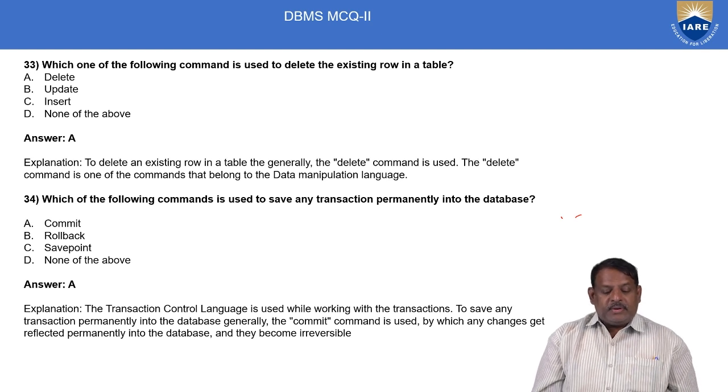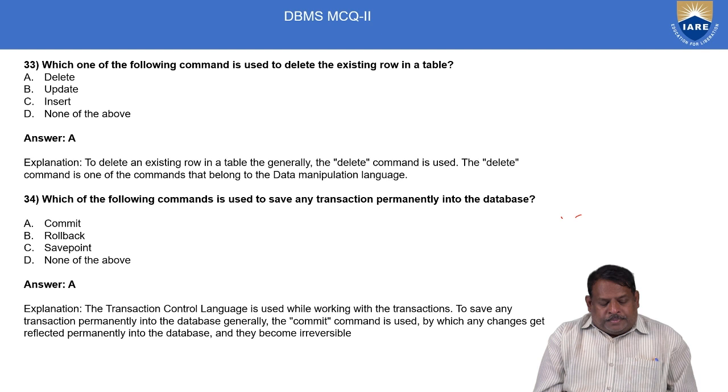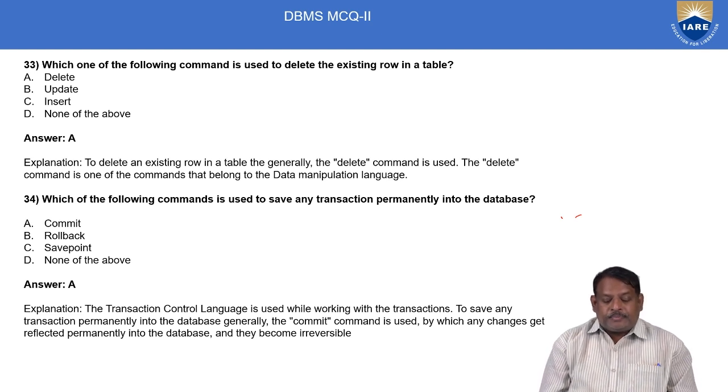Explanation: the transaction control language is used when working with transactions to save any transaction permanently into the database. Generally, the commit command is used, by which any changes get reflected permanently in the database and they become irreversible. That means you cannot undo the changes. Once you issue a commit command, you can never get the data back.